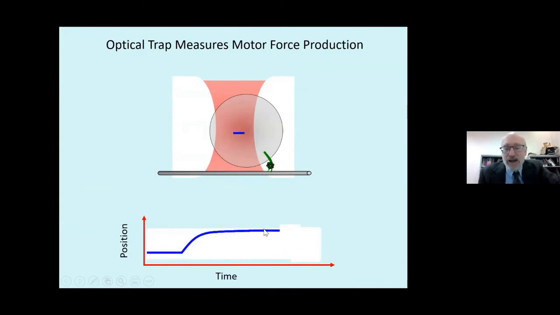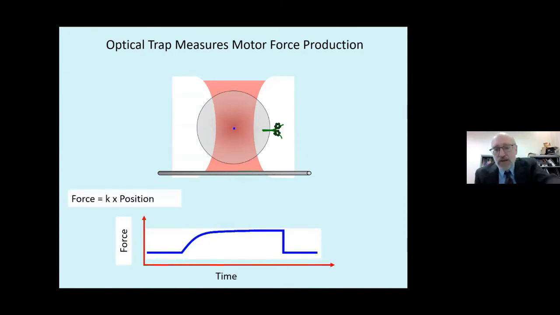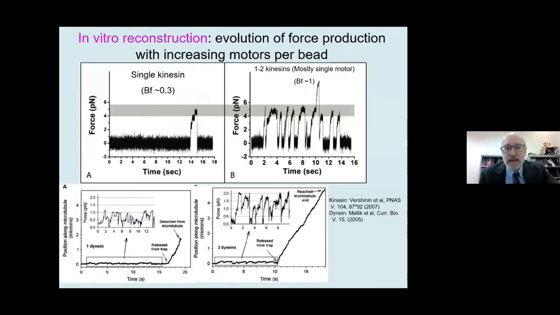At some point after the motor has stalled, it will fall off, and the bead will pop back into the trap center. By measuring the displacement between where the bead was stalled and the trap center, if you know the spring constant, you can measure the force. The force for a single kinesin ends up being around 4 to 6 piconewtons. For most of ours, it's around 5 piconewtons. If you go down to a binding fraction of around 0.3, so that only 30% of your beads bind, you can get down to the single molecule level.